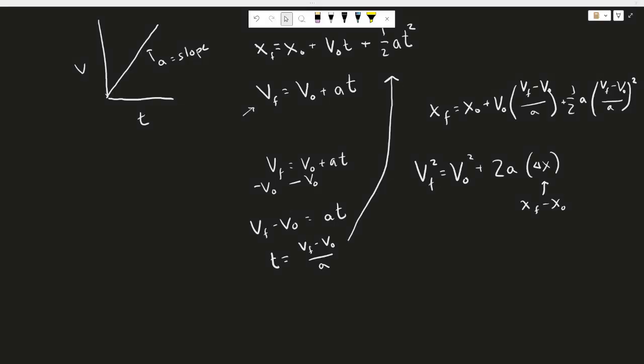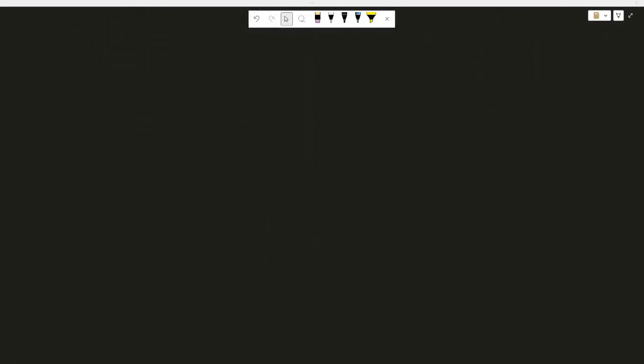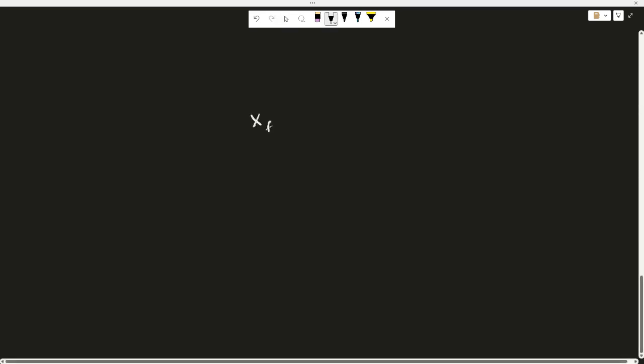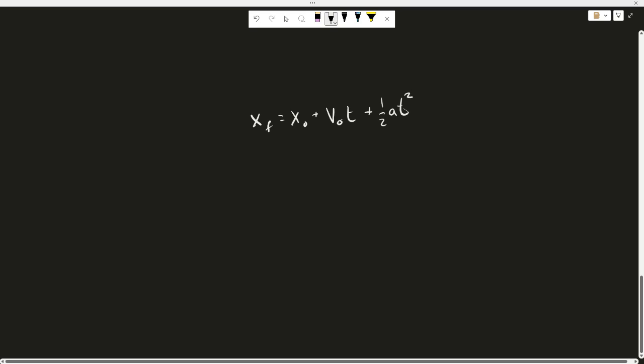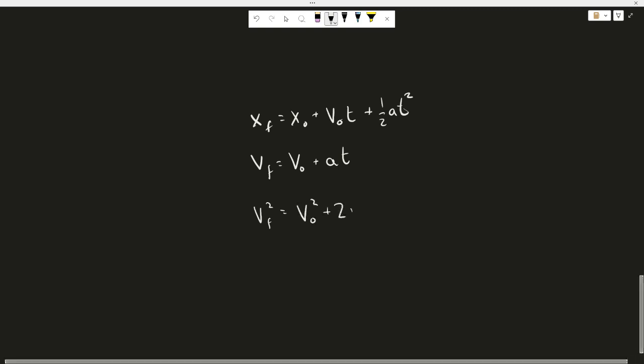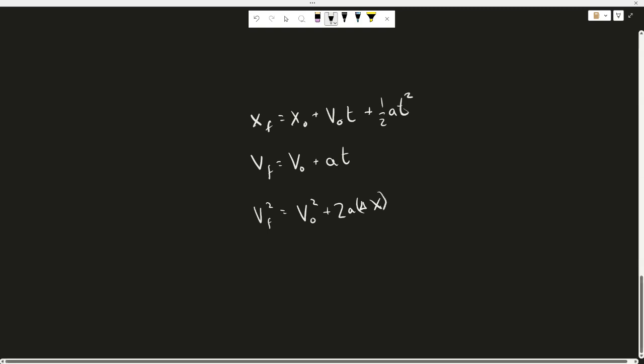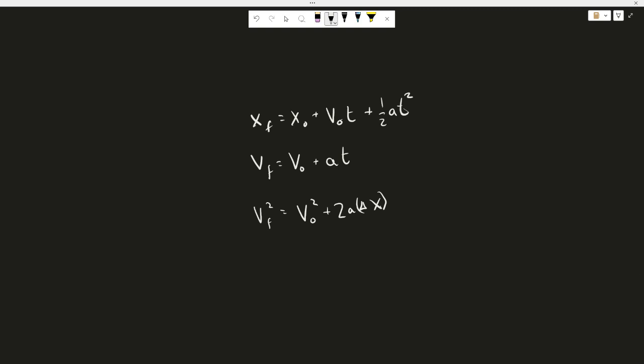So now we're left with 3 kinematic equations. The first kinematic equation is x final equals x initial plus V naught t plus 1/2 a t squared. The second kinematic equation is V final equals V initial plus AT. And the third is V final squared equals V initial squared plus 2a delta x. These make up the core of the kinematics unit. We'll be using all 3 of these equations to solve different variables, to find out how fast things are going, what distance they can travel, and at what times these events occur.